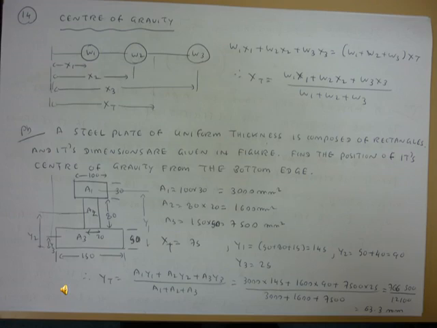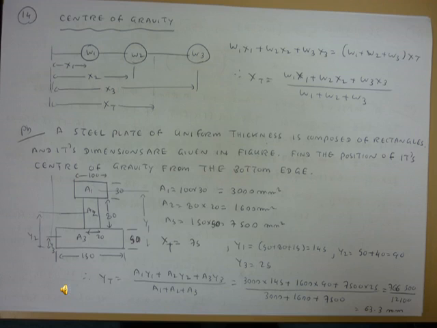There are 3 weights: weight 1 at distance h1, weight 2 at distance h2, weight 3 at distance h3. We have to calculate the distance of the line through which the resultant force passes. In this case, we write down the equation W1 H1 plus W2 H2 plus W3 H3.